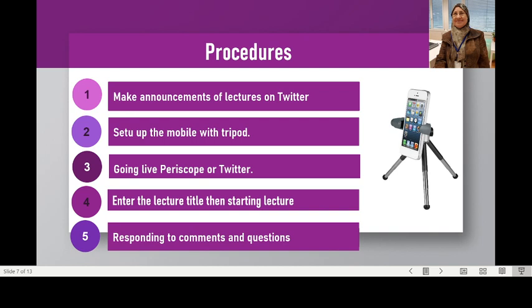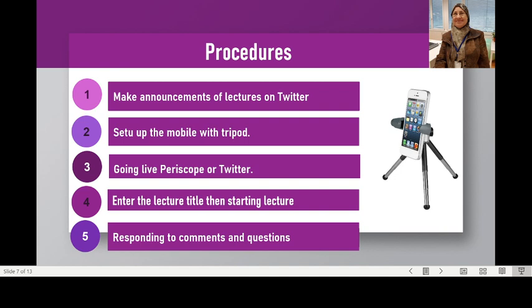Before I gave a lecture, I would make an announcement about the lecture on Twitter. The day I had to give the lecture, a few minutes before the lecture, I would set up my mobile with a tripod like you see in the picture in front of the laptop, because on the laptop screen I would have the PowerPoint presentation. Then I would go live either through the Periscope app or through Twitter.